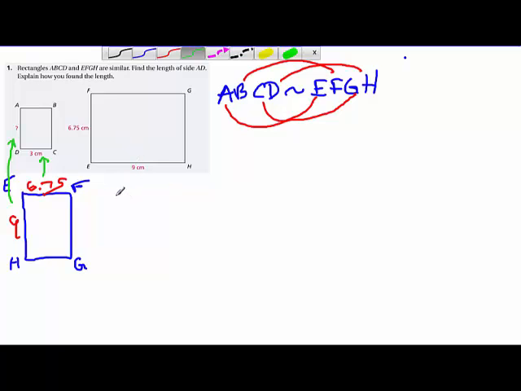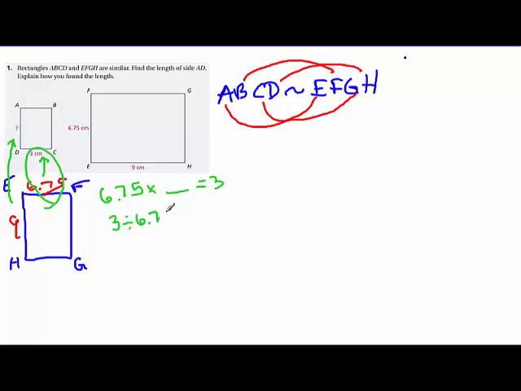Remember, scale factor always means multiply. So I need to start with the things I know. I know 6.75 and 3. So I need to think, 6.75 times what equals 3. Remember when we did this before, we said we can use a fact family. In order to figure this out, I'm going to take 3 and divide it by 6.75 in my calculator. Now when I do that, I see that I'm going to get 0.4 repeated.